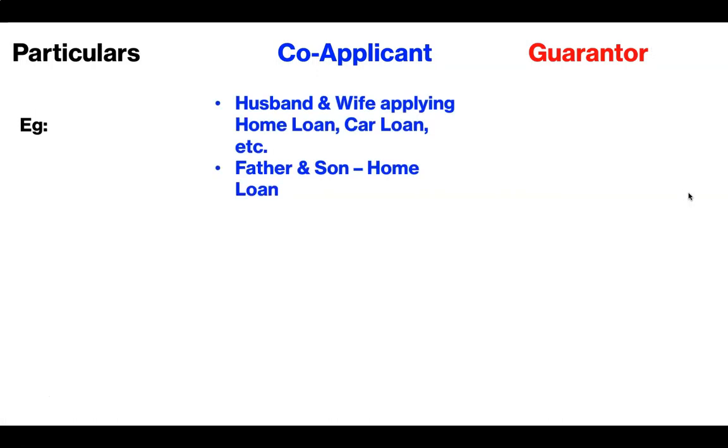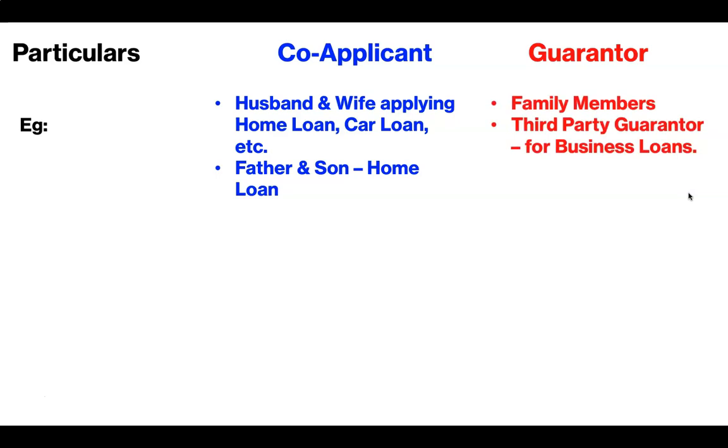Let's look at some examples. You will see co-applicants in cases like husband and wife applying for a home loan, car loan. You will also see father and son or father and daughter applying for a home loan, educational loan and all. Whereas guarantors, you will see mostly family members, or third party guarantors also for business loans.